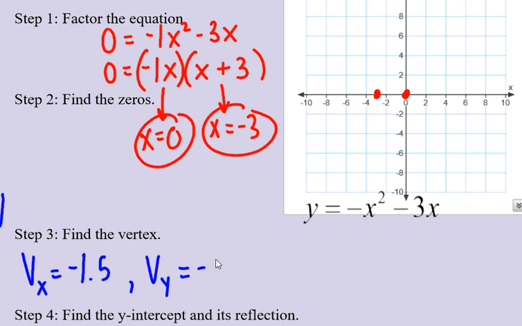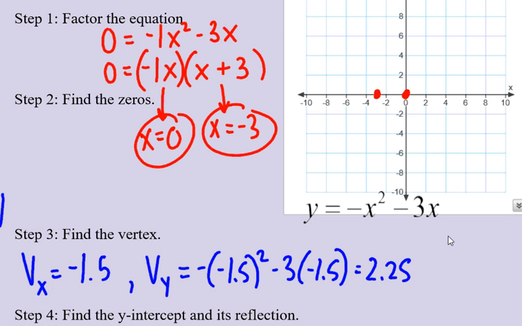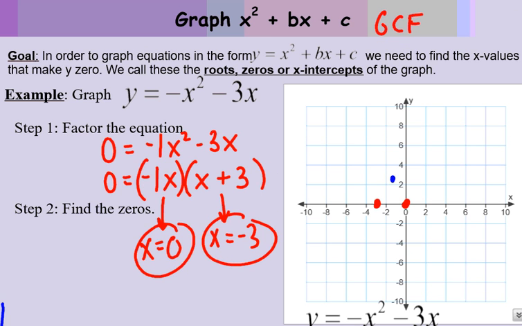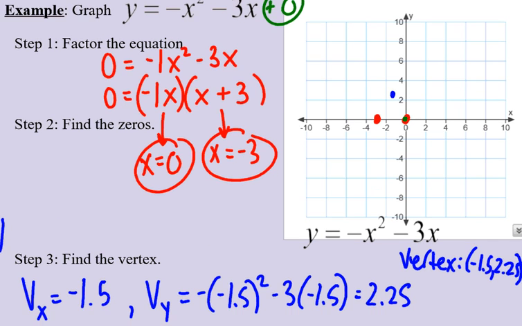So I'll show what we did. And we got positive 2.25. So the vertex is going to be at negative 1.5, 2.25. Right? Negative 1.5, 2.25, so like right about there. Last part is the y-intercept. There's a plus 0 at the end, which means the y-intercept actually is redundant with the x-intercept. So in this one, we only get 3 points. Sketch it from there. It'll look something like that.